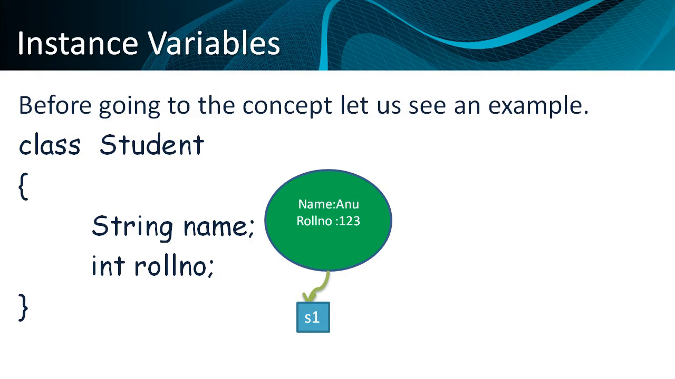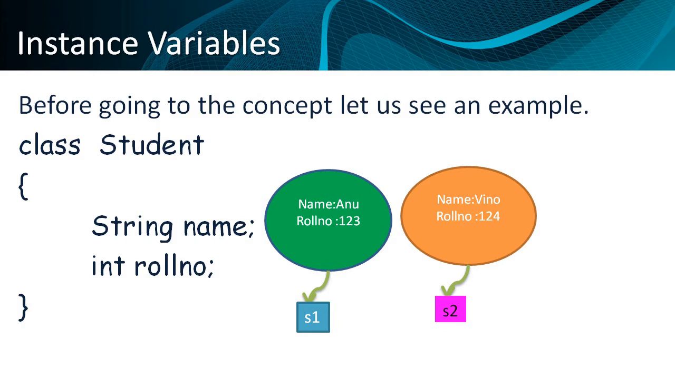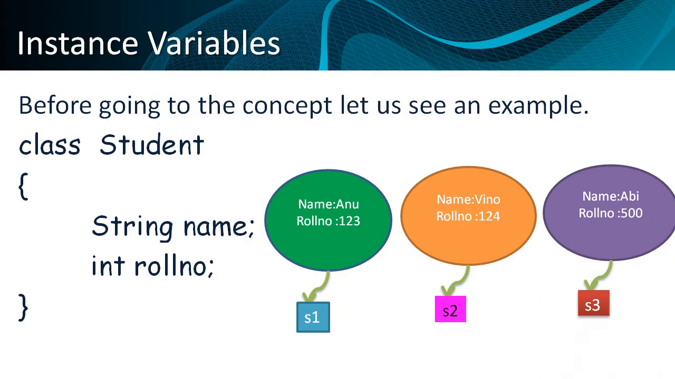Here, the first student has the name Anu and roll number 123. The second student's name is Vinu and roll number is 124. Likewise, if you have 500 students in your class, each has a different name and a different roll number. The name and roll number will vary from student to student.